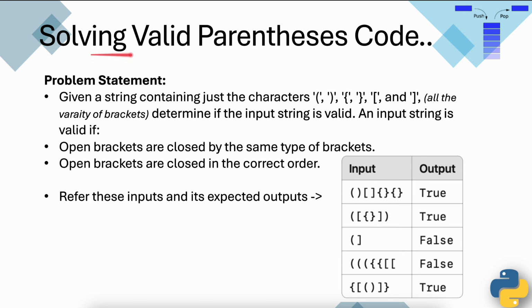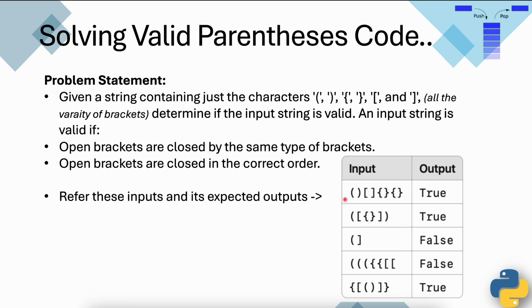Solving the valid parenthesis problem. Problem statement: given a string containing just the characters of all the varieties of brackets, determine if the input string is valid. An input string is valid if open brackets are closed by the same type of brackets, and open brackets are closed in the correct order. Refer to these inputs and their expected outputs.